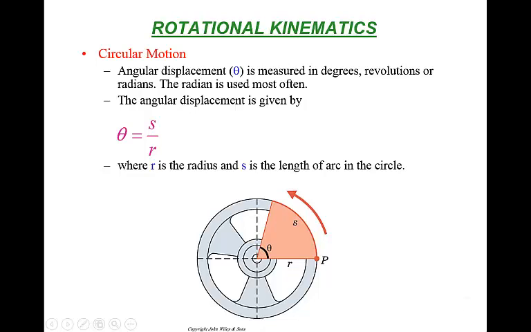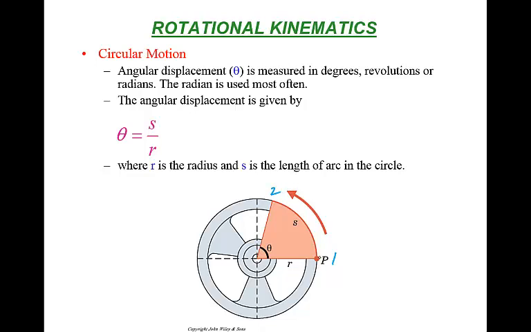Rotational kinematics. Recently in chapter 5 we studied rotational dynamics, which is what causes objects to move in circles. In this chapter we're going to focus only on the kinematics part of it, objects going in circles. The line of motion is a circle. In this example we have this point P going along this arc from point 1 to point 2.